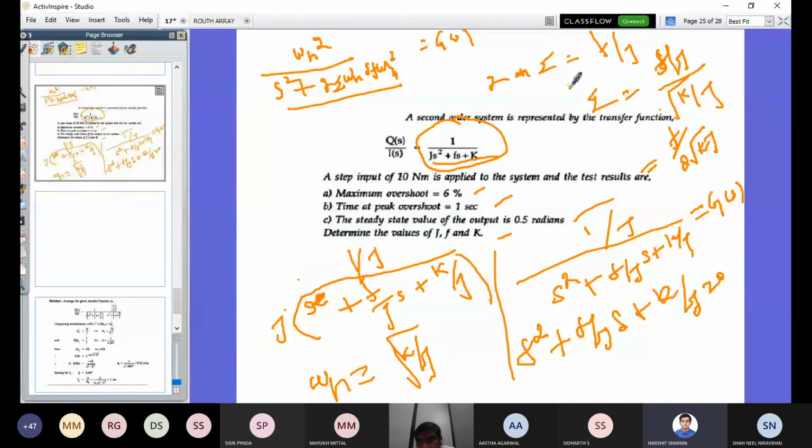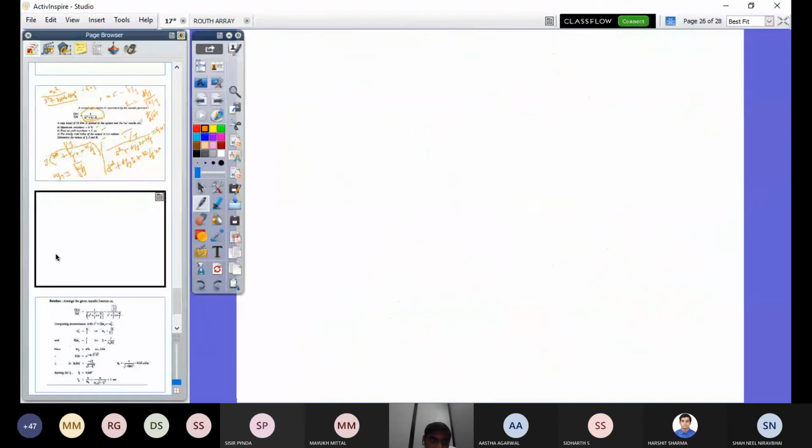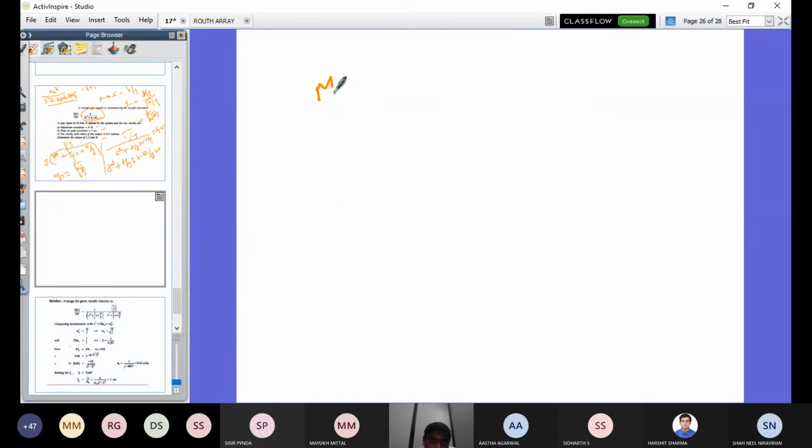So we can substitute into the maximum overshoot equation. So what will you get from that equation? Very good, dear. Now you can substitute mp. mp is equal to e to the power minus zeta pi divided by root of 1 minus zeta square, into 100. You can substitute mp here and find what zeta is.